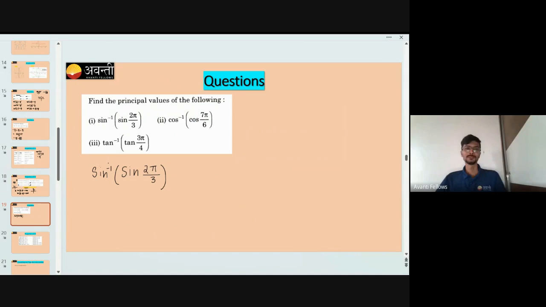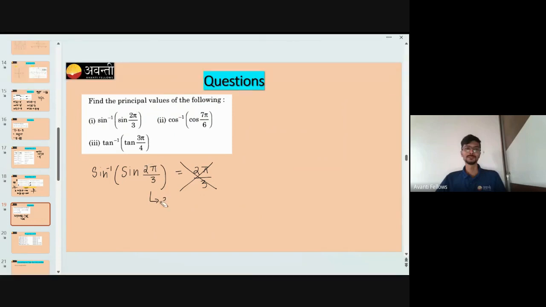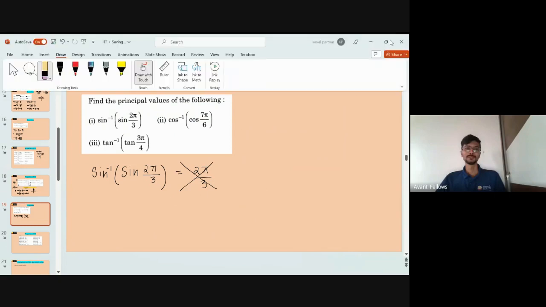Please note, I cannot simply write it as 2 pi by 3, because the angle given here should be in PVR. It is not in PVR. So what have we done if the angle is not in PVR? If the angle is not in PVR, we need to bring that angle into PVR. How do we bring the angle into PVR? We bring the angle into PVR by using allied angles.